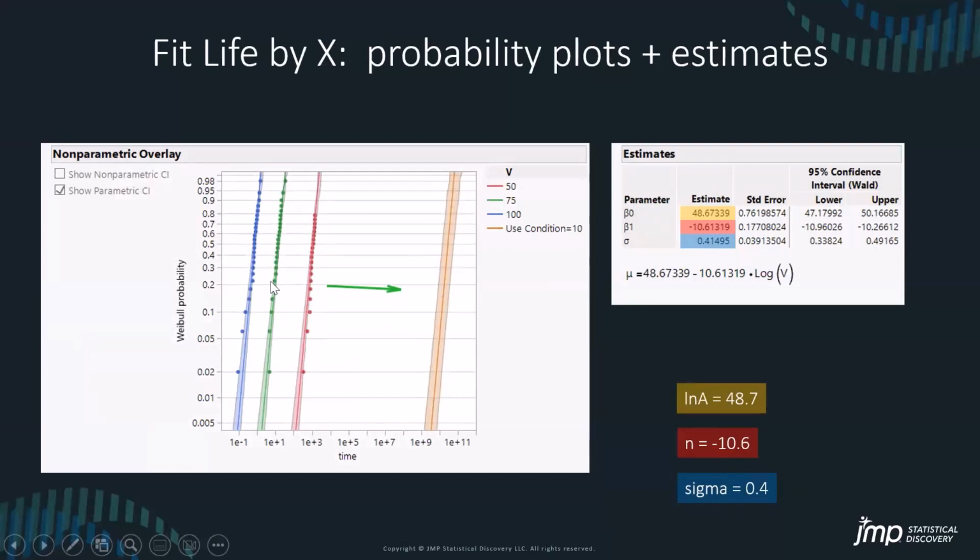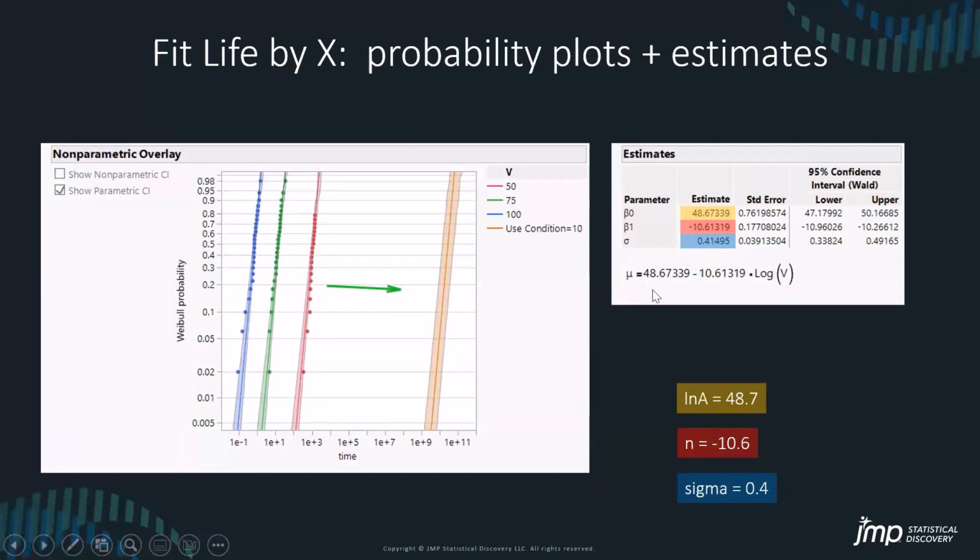What should happen in your data is that as the stress decreases, the failure times get longer and longer. And that's what's happening here. I have at 100 volts, parts are failing pretty quickly. When I get to 50 volts, parts are lasting like 1,000 hours or so. And I'm going to extrapolate that to my use condition of 10 volts, and I'm getting some ginormous number, right? This is going to be 1,000,000 years or something like that.